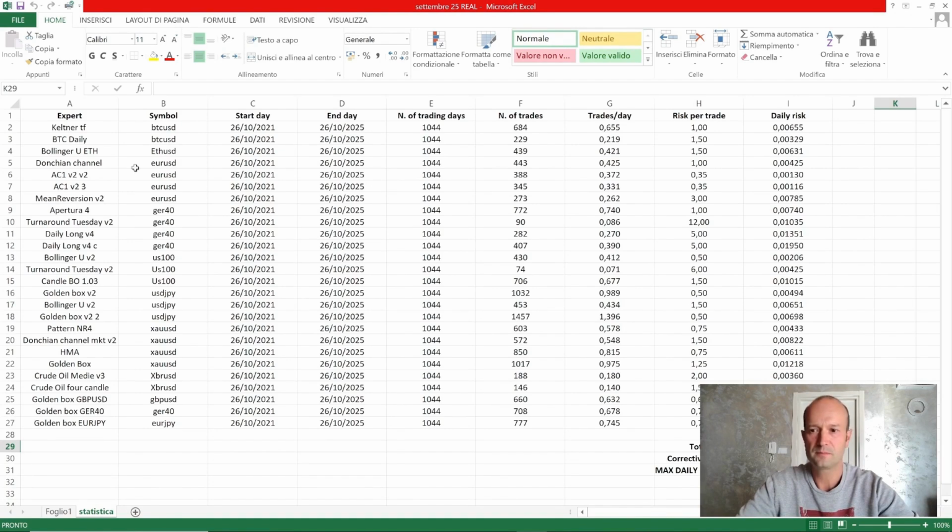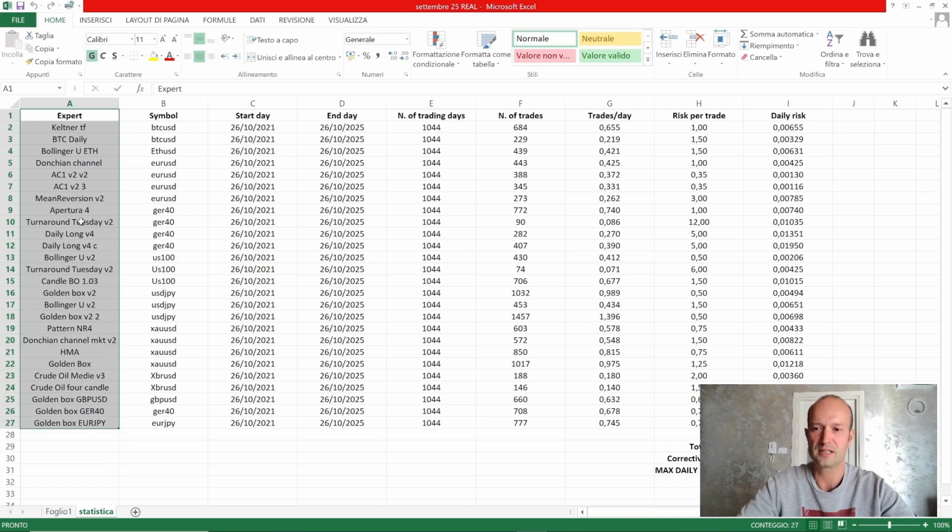For simplicity, I went ahead and created a table for myself, an Excel sheet, which we will now look at in detail. In the first column, we have all our experts, the ones that are working on my account. Here, I have named them in various ways to identify them. In the second column, I put the symbol to understand which symbol each expert is working on. So as we can see, I work on a total of 8 different symbols.